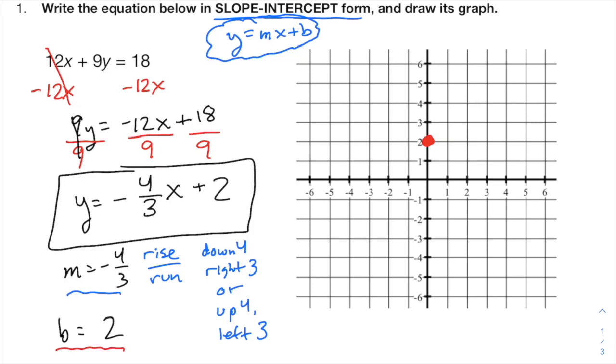So from this y-intercept of 2, we're going to go down 4, 1, 2, 3, 4, and to the right 3, 1, 2, 3. And you put a new point there, and you could do it a couple times, down 4 and to the right 3, and put a new point. Or like we said, from this point of 2, you could go up 4 and to the left 3. And notice how that puts you right in line with all the other points. And so now you just draw your best line going through those points.